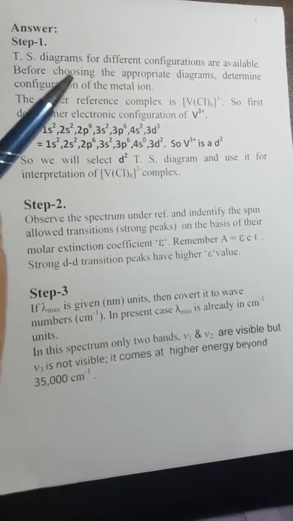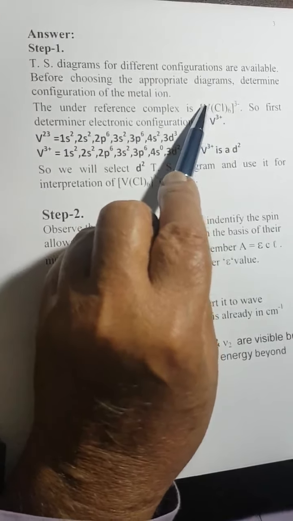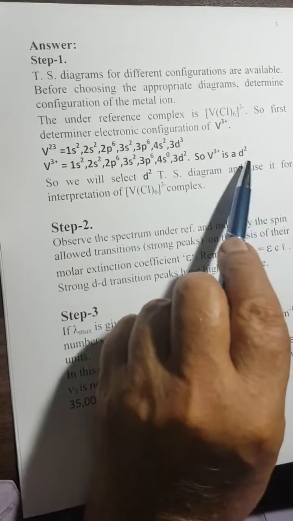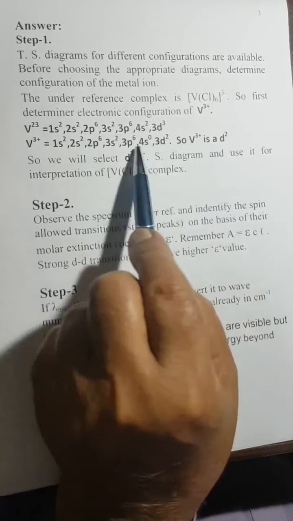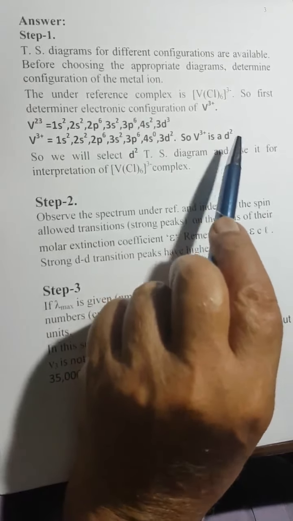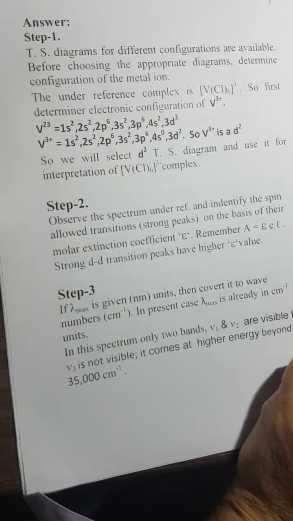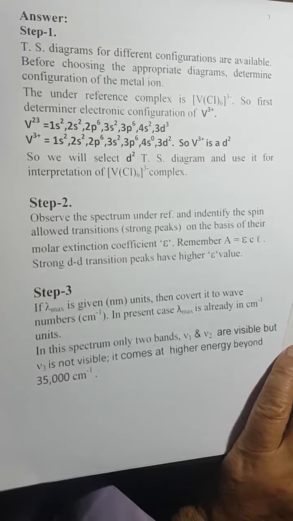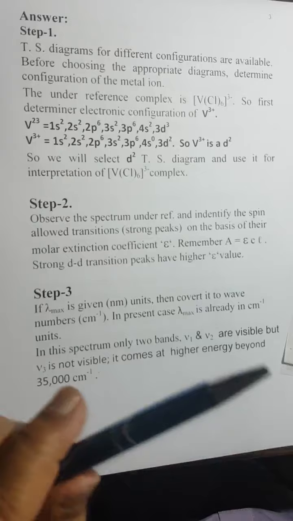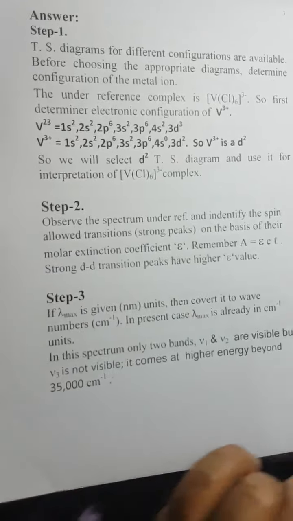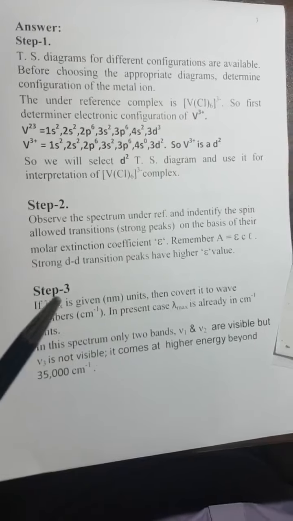Step one, what do we do? Well, simple. This is the complex. Find out what the oxidation state is. It is this. And then what is the configuration? You can write the configuration, you know it well. So d2 comes. So we will take the d2 Tanabe Sugano diagram. We have Tanabe Sugano diagrams for d3, d4, d5 and all that. So we will use this d2 diagram.